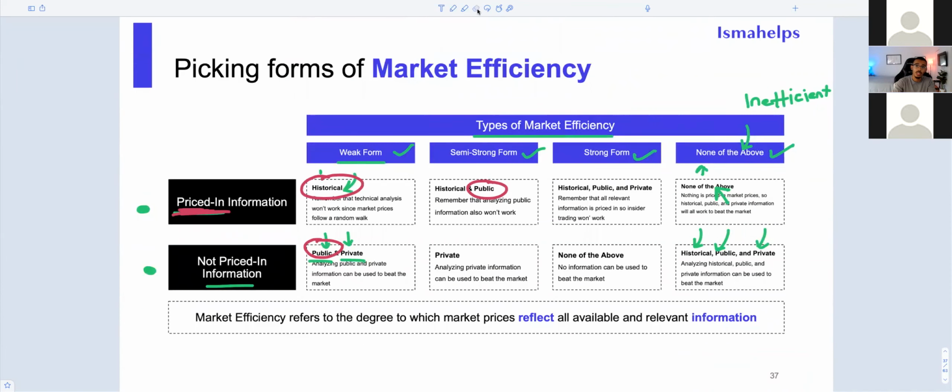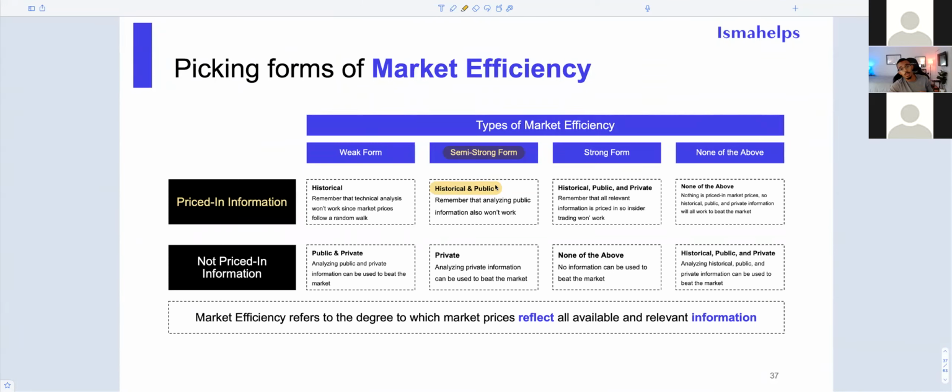And I'm gonna kind of erase stuff. As you can see on this little graph here, whatever is under the semi-strong form, you can notice that if it's priced in, this means that historical and public information is priced in, okay? This means that investors cannot use this information to beat the market because the market has already understood and priced in this information, okay?